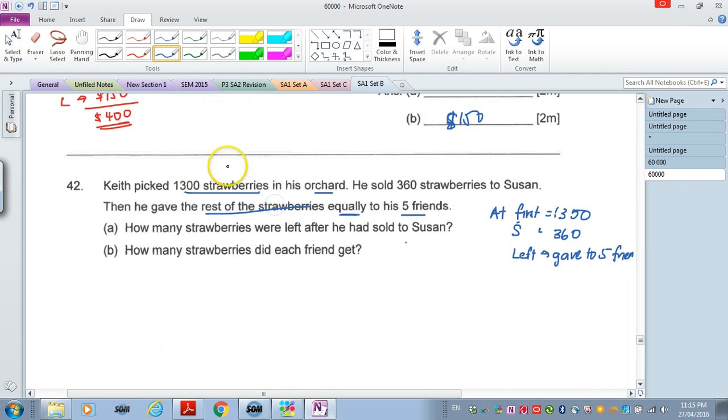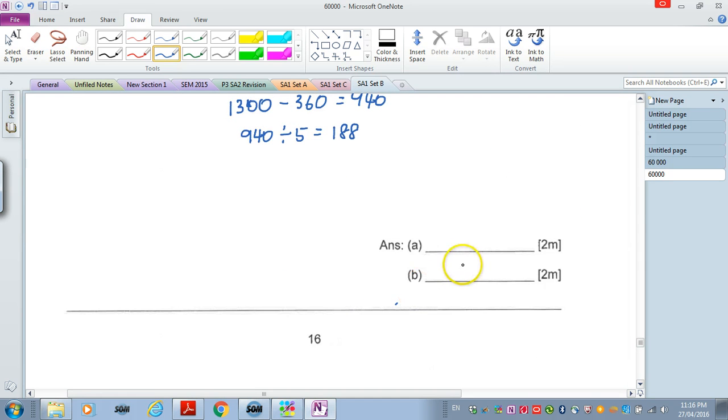Okay, so first I want to find how many strawberries were left after he had sold to Susan. So I take 1,300 minus 360, I will get 940. Then, how many strawberries did each friend get? I take 940 divided by the 5 friends, I will get 188. So my answer is 188 strawberries for B and 940 for A.